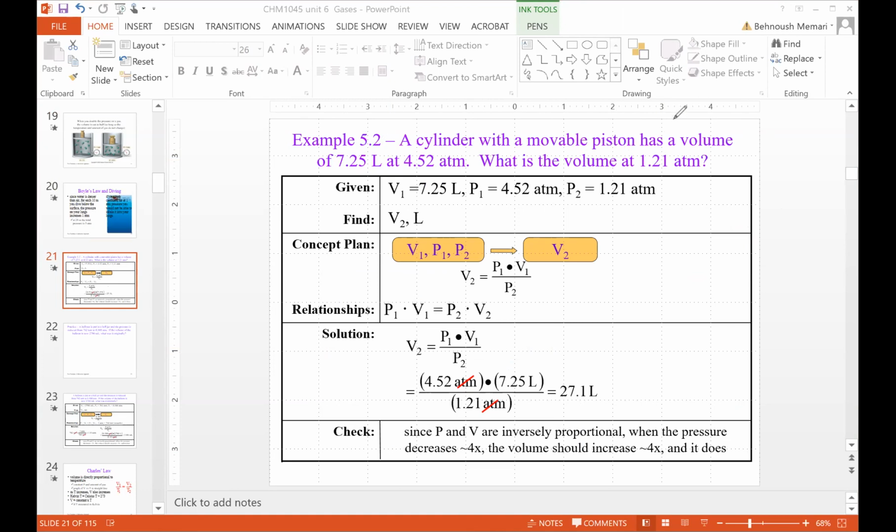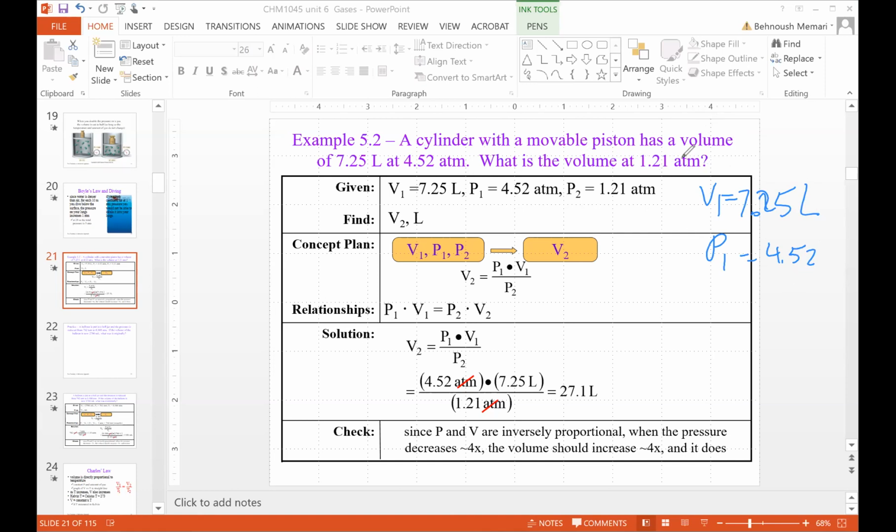So when you read the problem, since it's already written here, I don't want to read it. I would do the second problem. I'm just going to go over the solved problem. What is the key when problem solving with the gas laws? You read the problem, you write your information. As you read this problem, a cylinder with a movable piston has a volume of, so we know that volume is 7.25 liters. And P1 is 4.52.